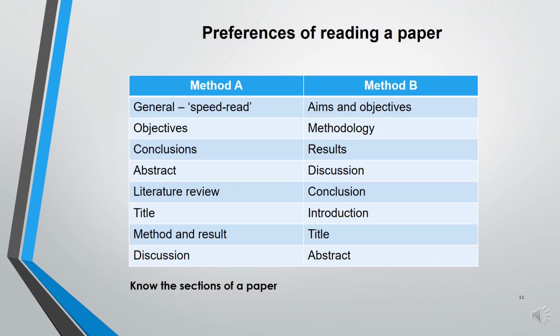Preferences of reading a paper. General method, like method A, is speed reading. First you have to read the objectives, conclusions, abstract, literature review, title, method and result, and discussion. Method B: aims and objective, methodology, result, discussion, conclusion, introduction, title, abstract.